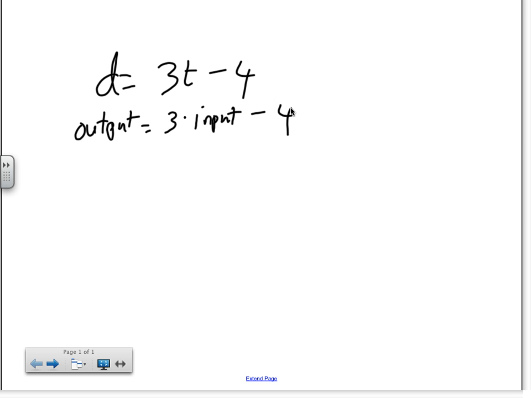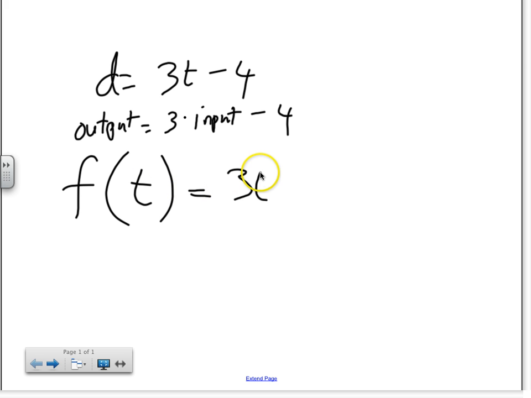How do I rewrite this as a function notation? Name this using letter F. How do you rewrite this as a function notation using letter F as a name for the machine? What do you do? How do you start? F. What's the input? What letter is the input in this case? T. Good. Equals?